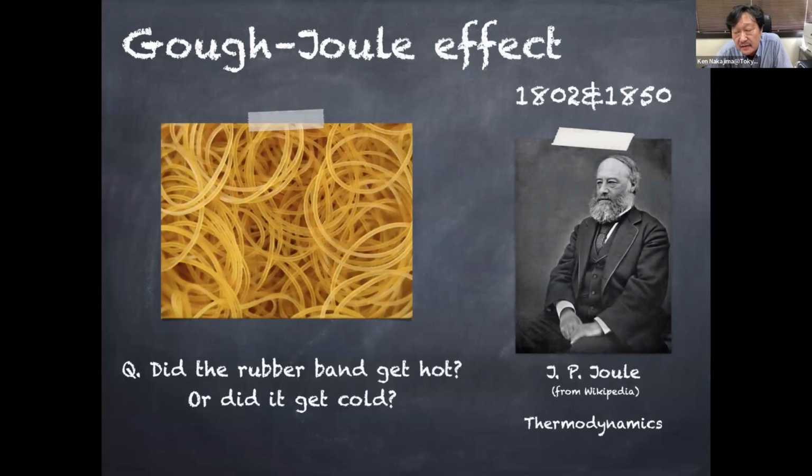So the first topic is the Gough-Joule effect, and here is a photo of Joule. He is a person of the 19th century, and Gough first found this effect, and Joule made a kind of mathematical explanation of it. Then I will now stop sharing, and let's start a very simple experiment together.